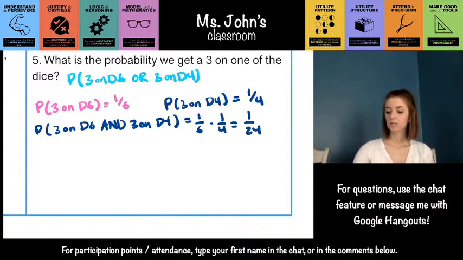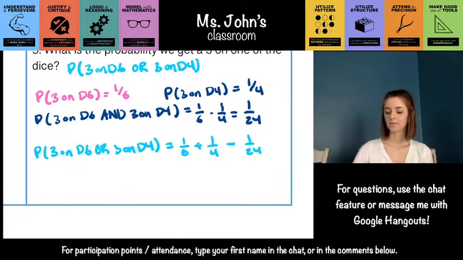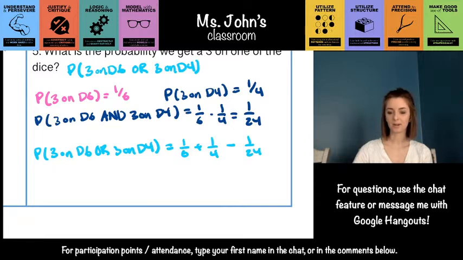So then, in conclusion, we can put that all together to get this probability: the 3 on the d6 or the 3 on the d4 equals 1/6 plus 1/4 minus 1/24. Because you add the two individual probabilities together and then take away the ones you counted twice, which is the and probability. So in order to add those fractions, we're going to have to get a common denominator.